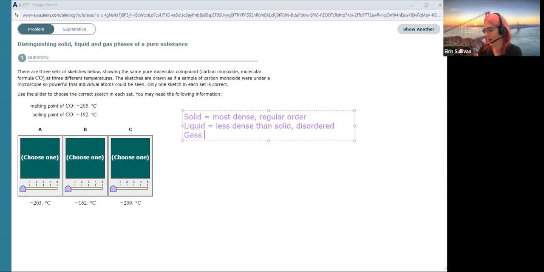A gas is extremely spread apart. So all the atoms and molecules are as diffuse as they can be. So that is the least dense phase of matter. And again, it is disordered like a liquid, but just very, very spread out.